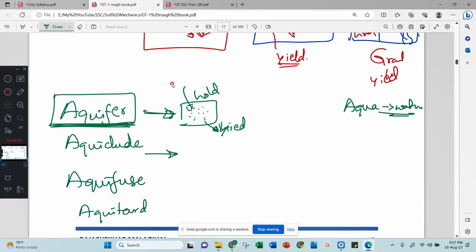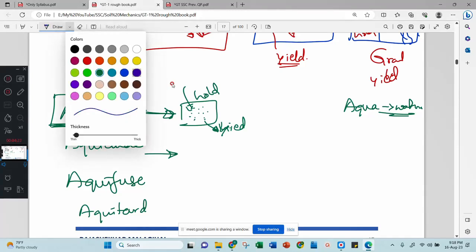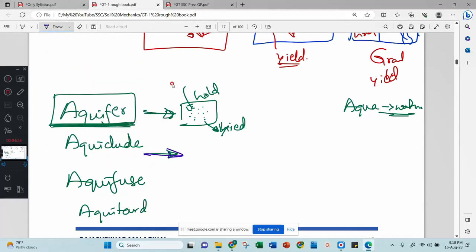Aquiclude. Now, can you tell me which type of students are aquiclude? There are few students, they are like aquiclude. They will hold water, but they will not yield water. Means there are some students, they will absorb knowledge. They will take all the knowledge. They will understand each and everything. But in the exam hall, they are aquiclude.